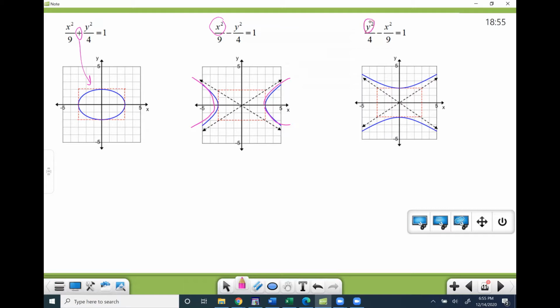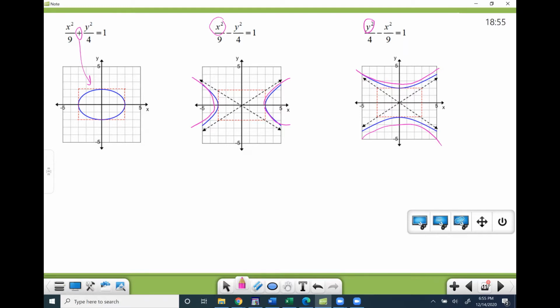If the y is first, then it's going to go in the y direction, so up and down. It's the same exact box that's drawn. The box hasn't changed at all, right? That makes sense because the 4 is under the y and the 9's under the x. So the box doesn't change. Just by putting y first, it changes where I'm going to draw my hyperbola.